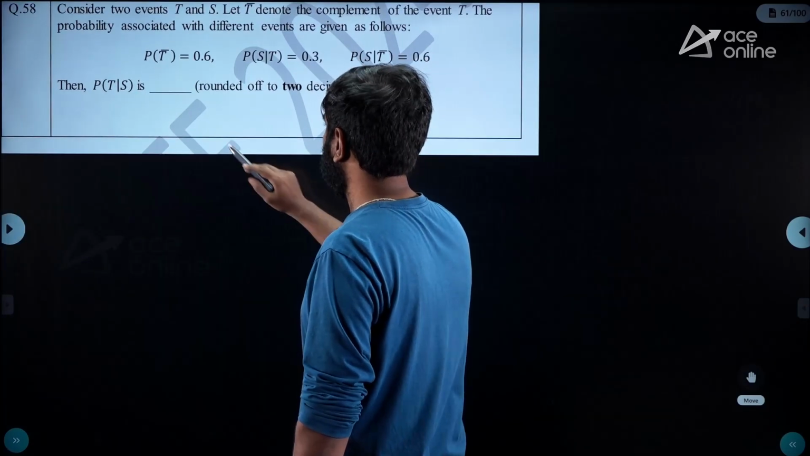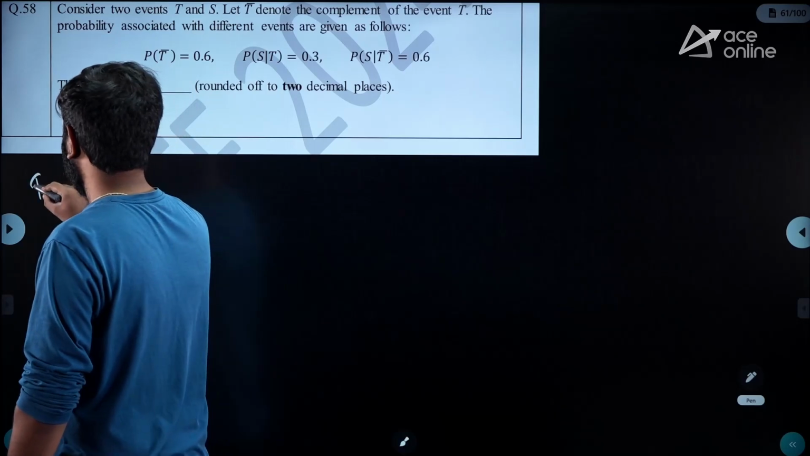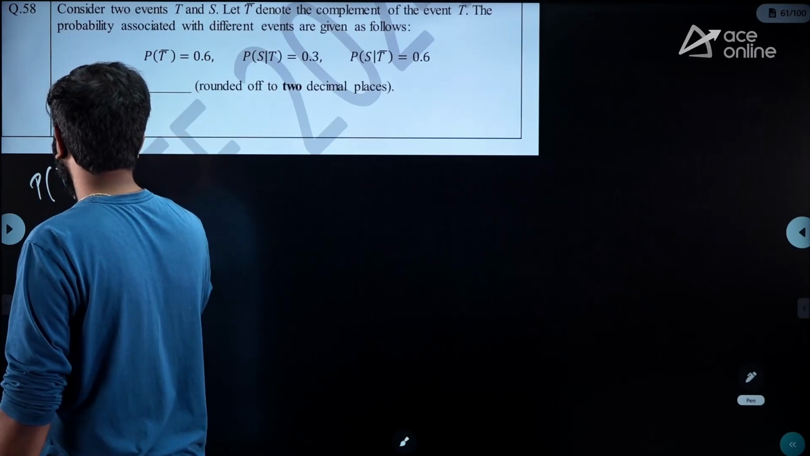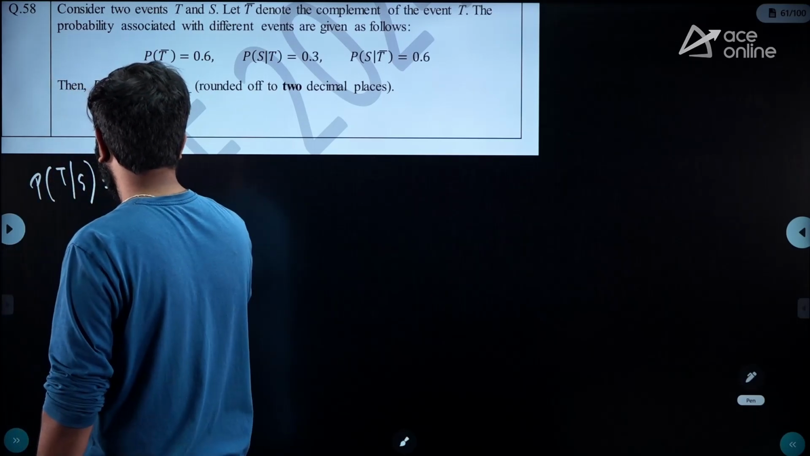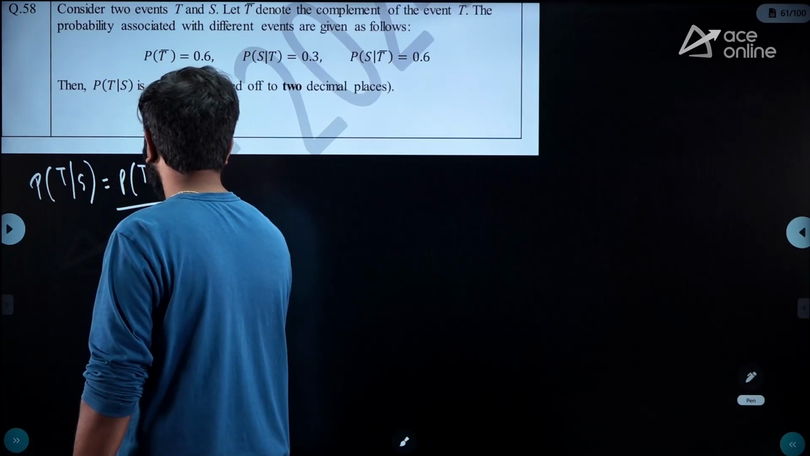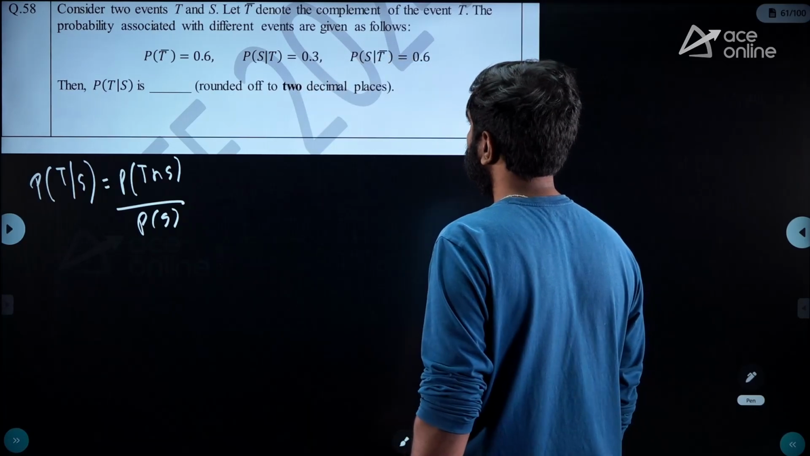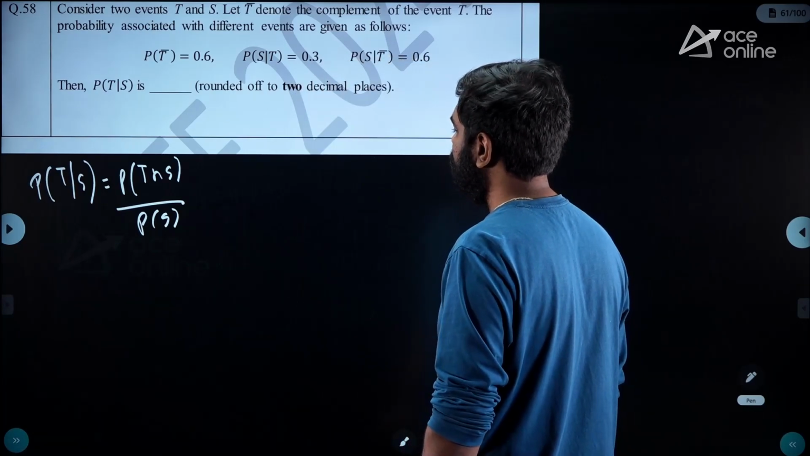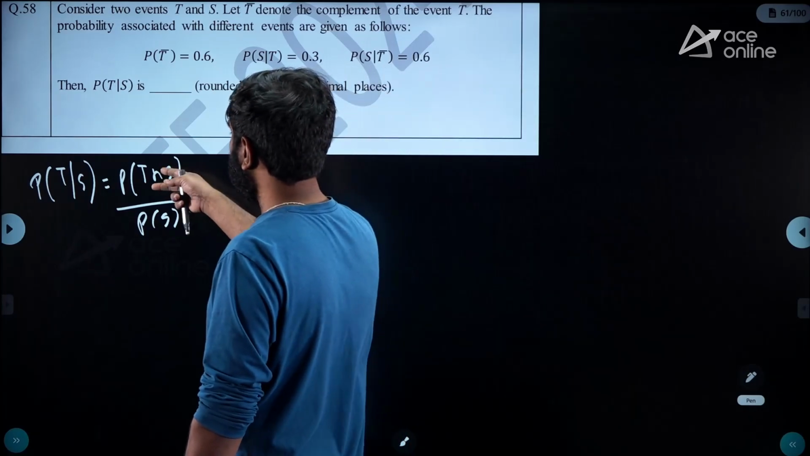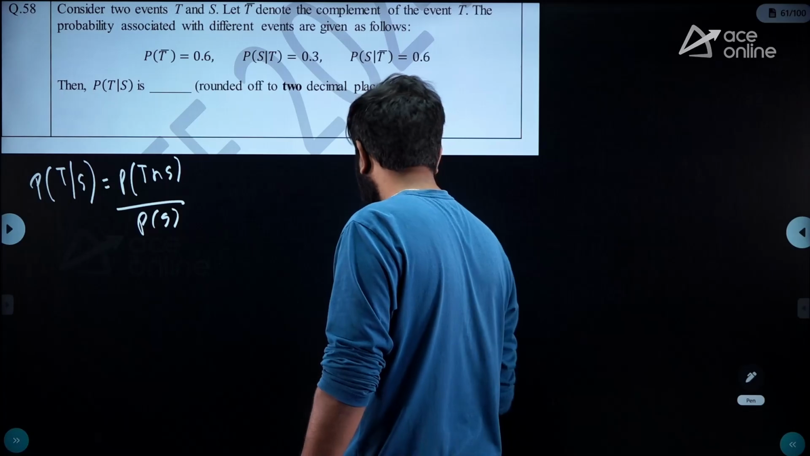So, what is asked? The conditional probability of T given S is asked. So, it is P of T intersection S by P of S. Is P of S given? No. Is P of T intersection S given? No. You have to find these two quantities using this information. So let me use this first information.